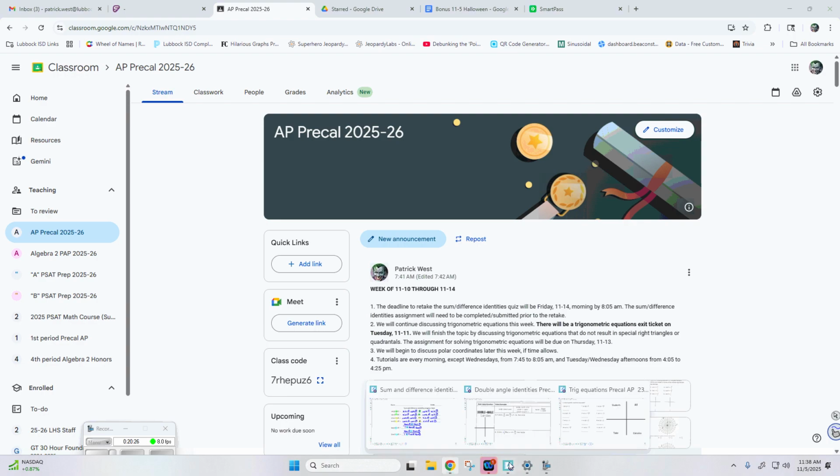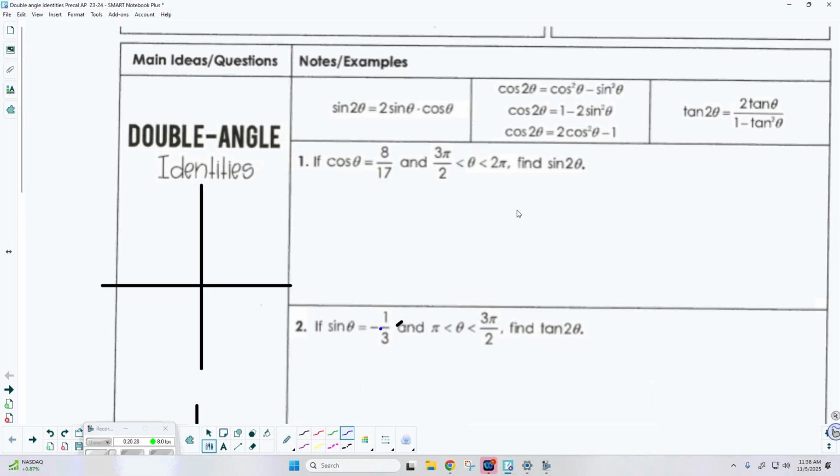Okay, so double angle identities. All right, so there's some good news. This is the last set of identities that you've got to memorize. Because after this, the half angle identities and the power reducing identities are not on the AP exam, so we are not going to be looking at those. This is going to be a really short lesson. In fact, tomorrow I do plan on starting solving trigonometric equations after our quiz.